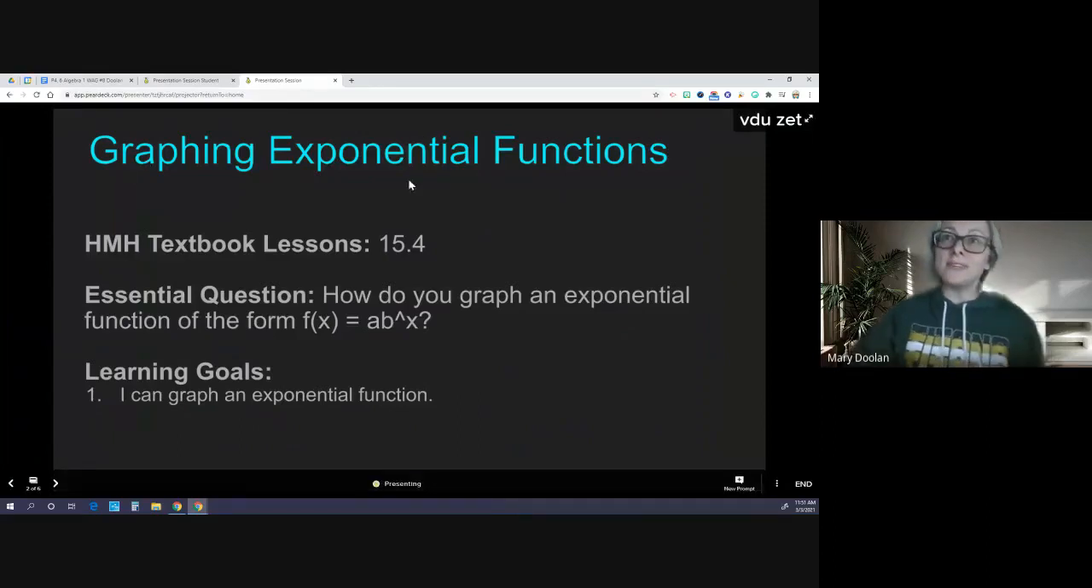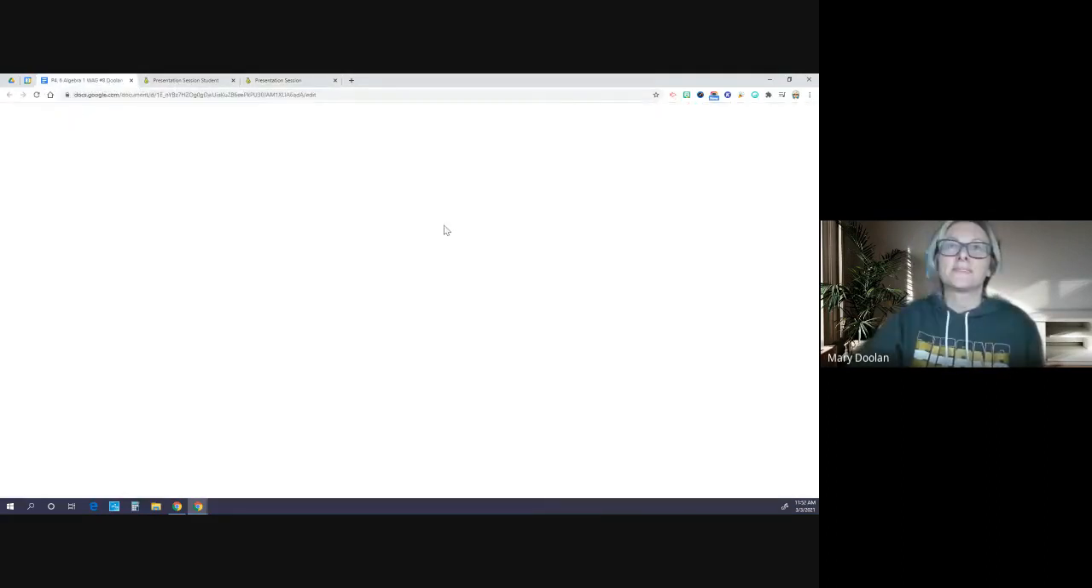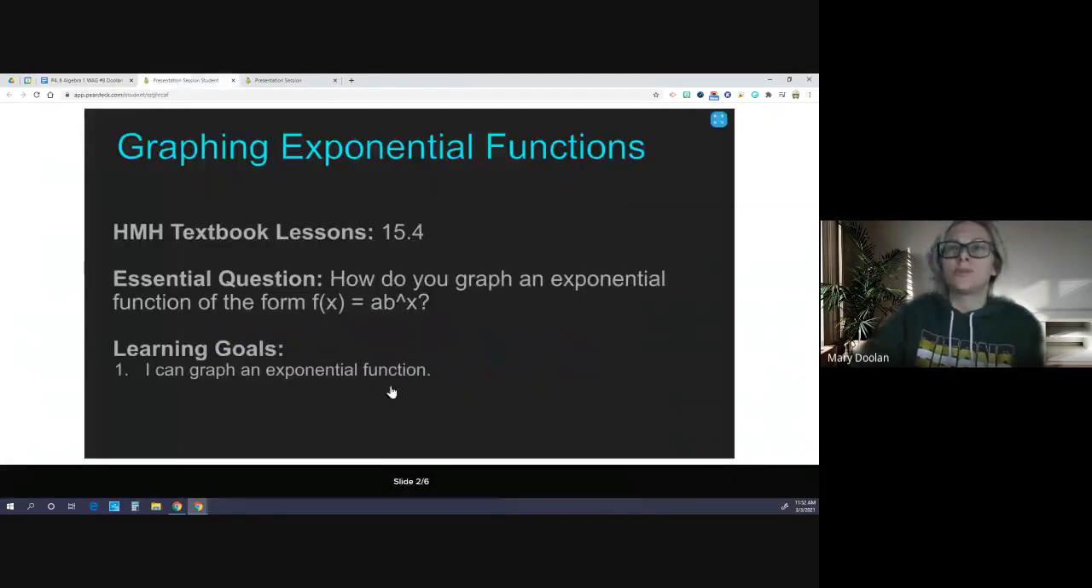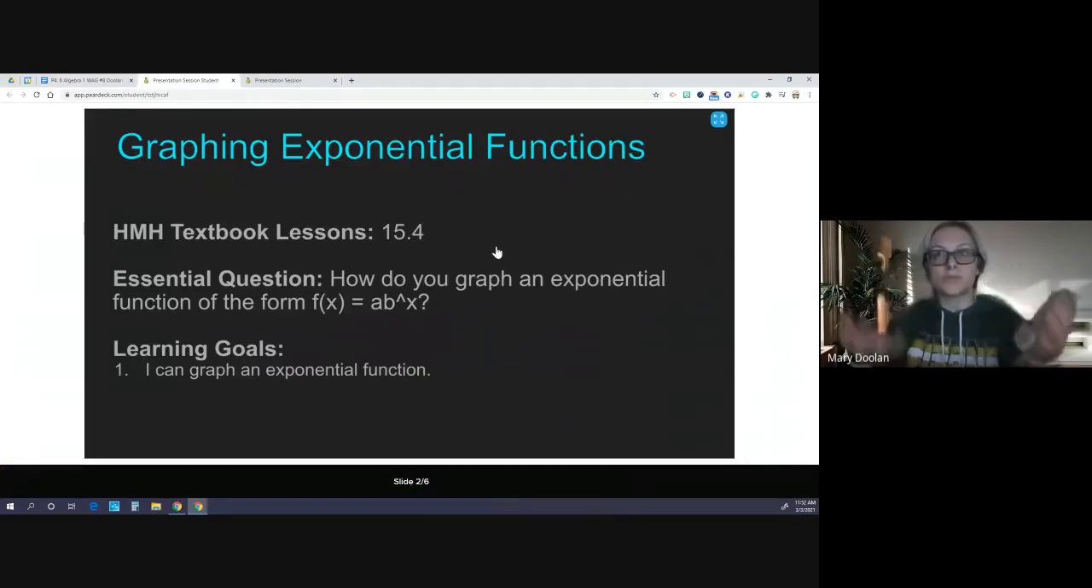Okay, so graphing exponential functions. We started learning about exponential functions this week. So long ago, yesterday, we learned about constructing exponential functions. I might reference the Pear Deck from yesterday as we go through this, but today we're moving on to the next lesson in the module, which is 15.4 with your text.